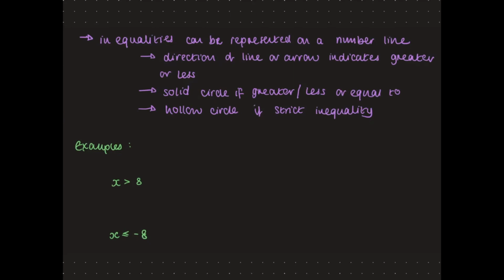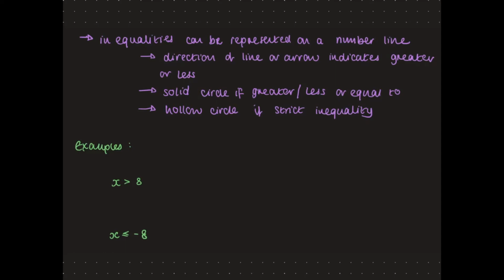We can also represent inequalities on a number line, where the direction of the line or arrow indicates whether it's greater or less than a given number, and the circle is solid if it's greater than or equal to, or less than or equal to, and hollow if it's a strict inequality. So let's look at these examples.